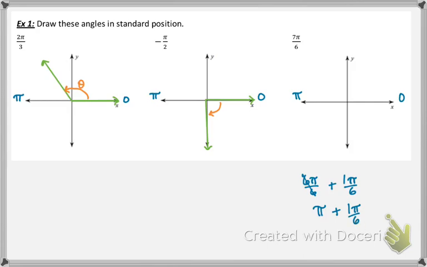So here is my initial side. And then my terminal side, I'm going to go 1 whole pi, which is 180 degrees, and then 1/6 of that. So right here. And so this is the angle 7 pi over 6.